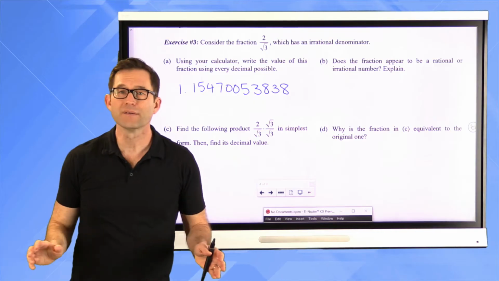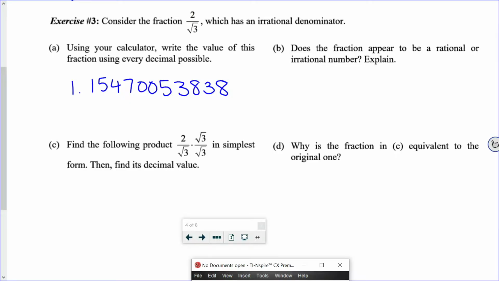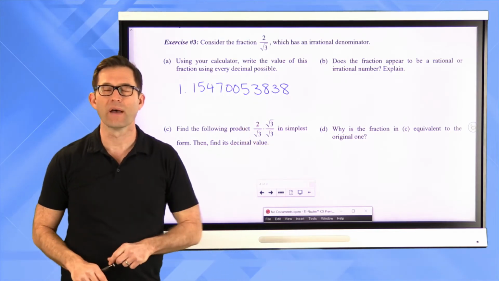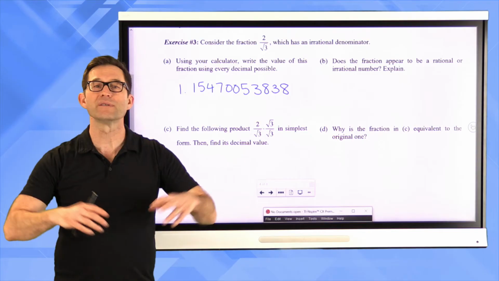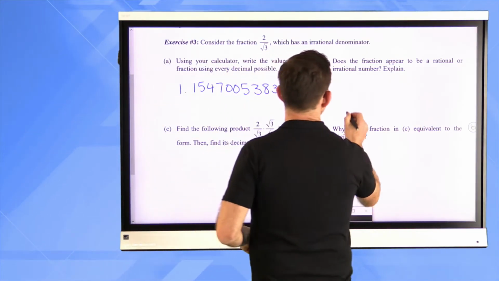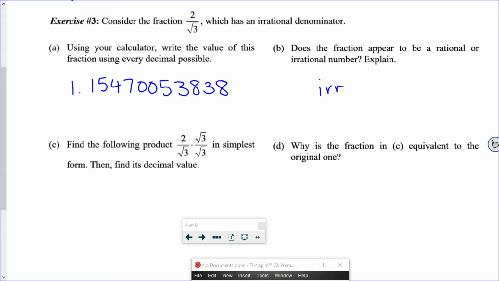Letter B, simple enough. Does the fraction appear to be a rational or an irrational number? Well, certainly at the end it almost appears like we have some repetition going on, but remember we need overall repetition of the pattern, and that certainly doesn't seem to be happening here, so this appears like it's an irrational number. And side note, it is.